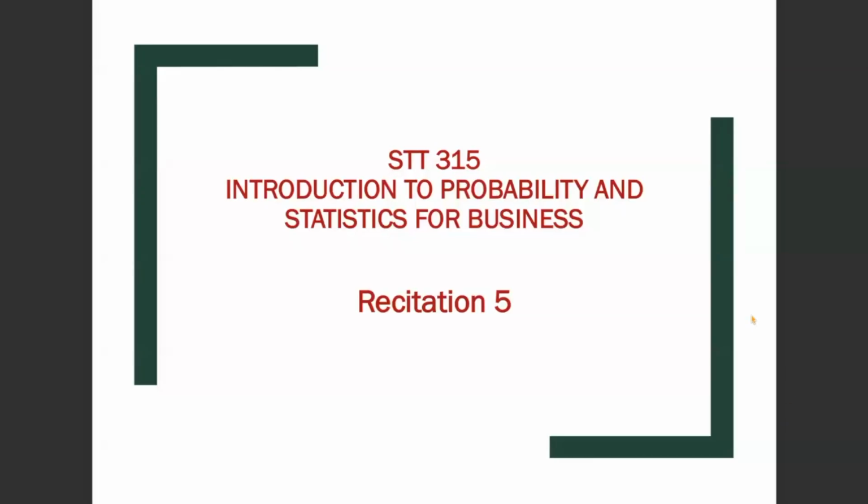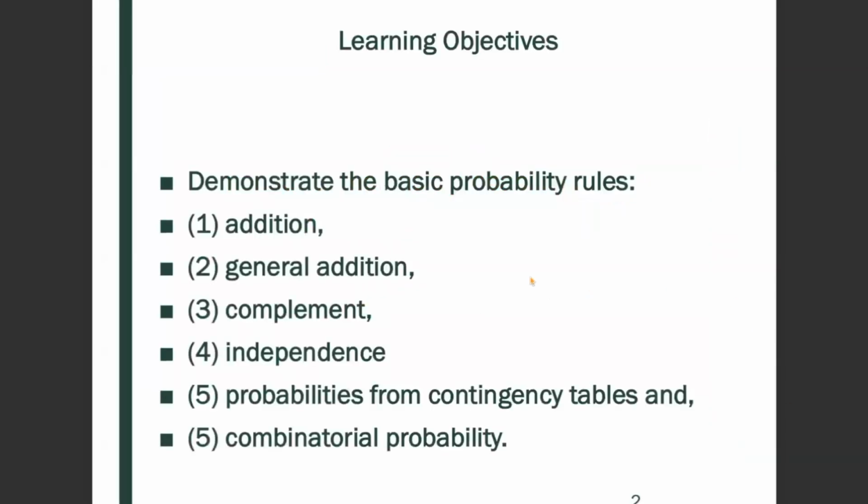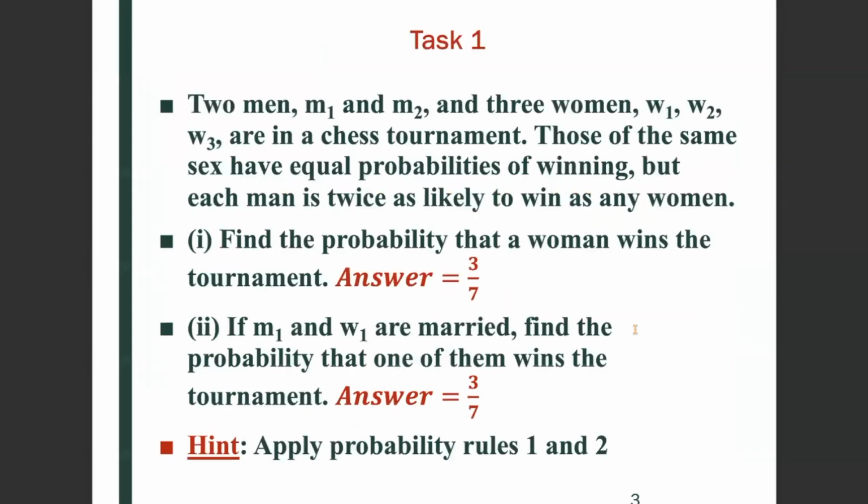Hello, this Recitation 5 video covers the following learning objectives. So we're going to demonstrate the basic probability rules, which include addition, general addition, complement, independence, probabilities from contingency tables, and combinatorial probability.